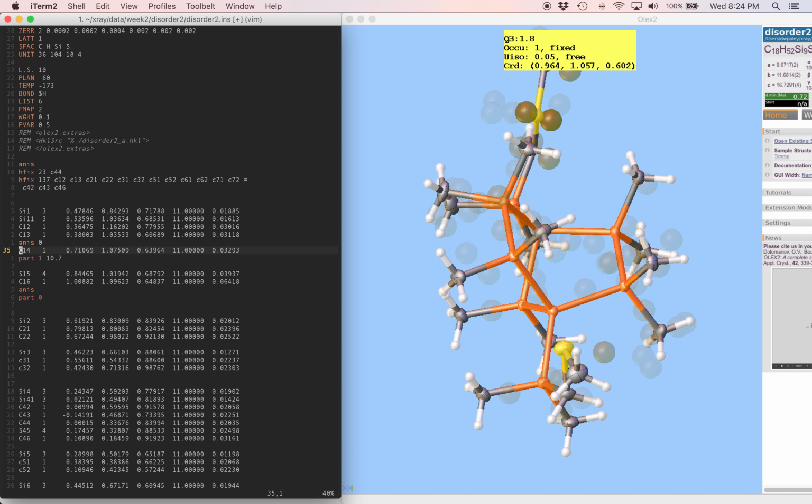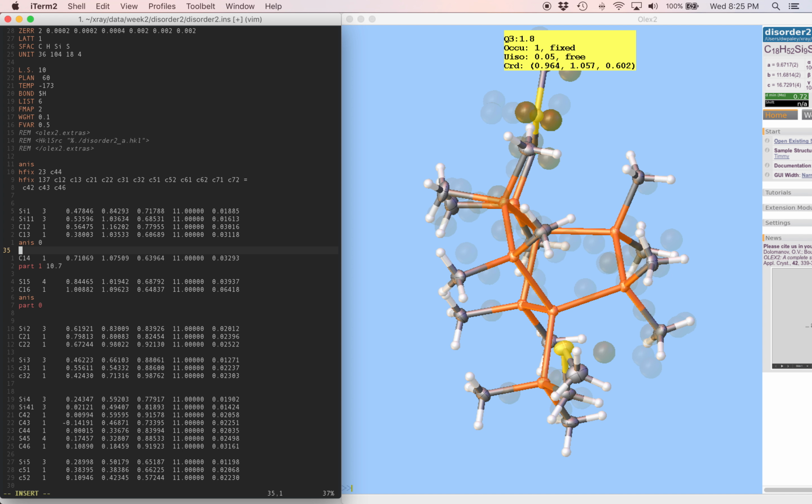We do need to put a SAME instruction, which is going to go in front of C14. That's going to be SAME C14, S15B, which we haven't made yet, C16B. These three atoms are going to match the three atoms immediately following the SAME instruction. Instead of part 0, now we're going to have part 2. We'll go ahead and refine these occupancies right away. Part 2 is going to be minus 21.